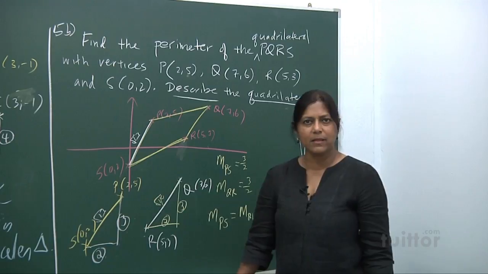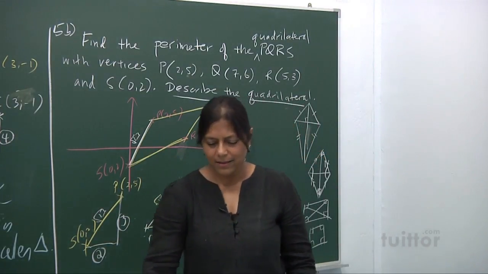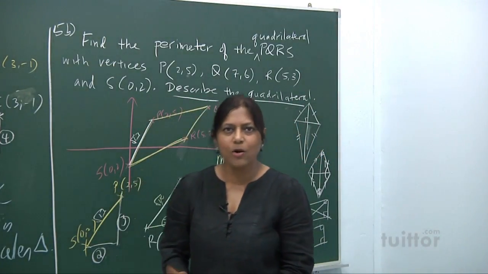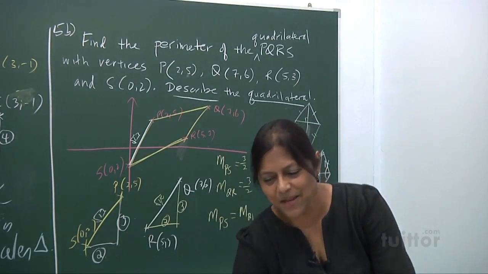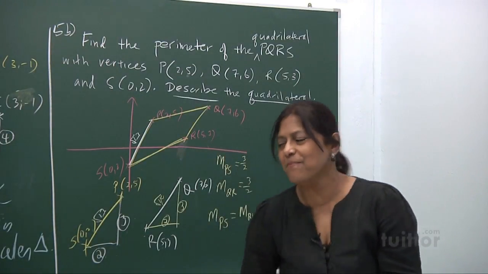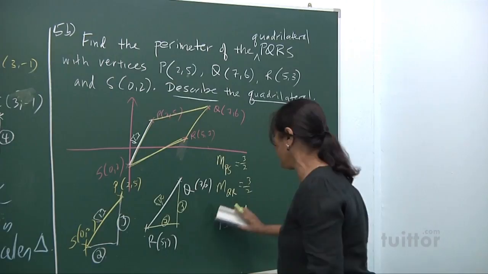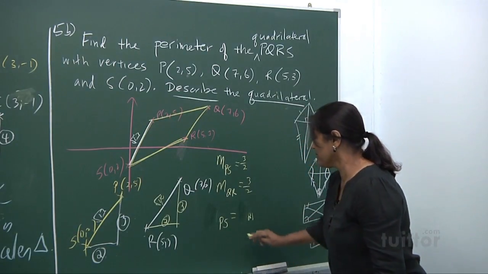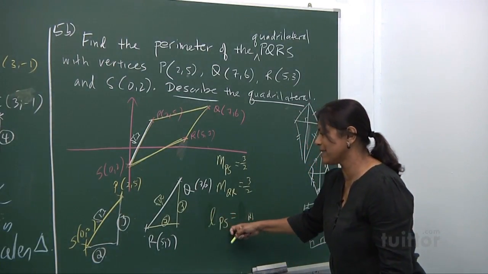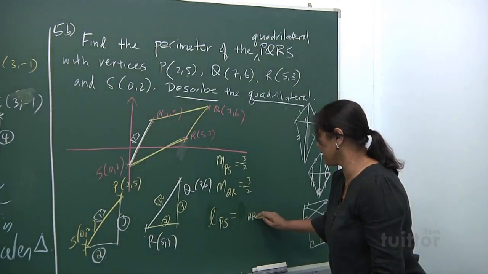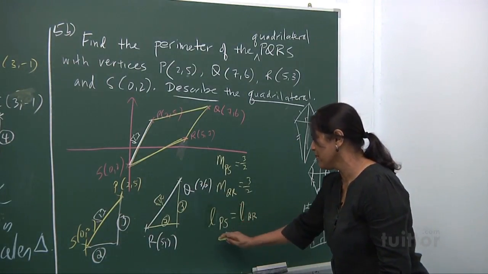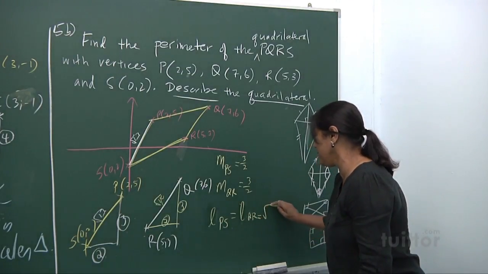Oops, why am I writing M? What is length? Kumar, focus. Alright, let me erase that M and change it to the length. So the length of PS is equal to the length of QR. And what is the length? We just found out, square root 13.